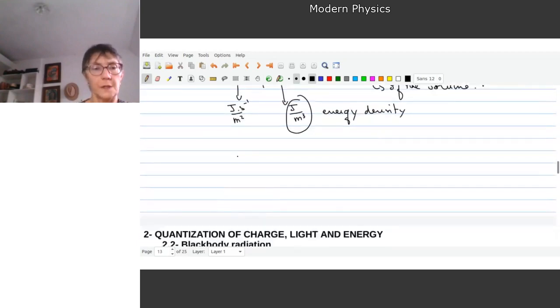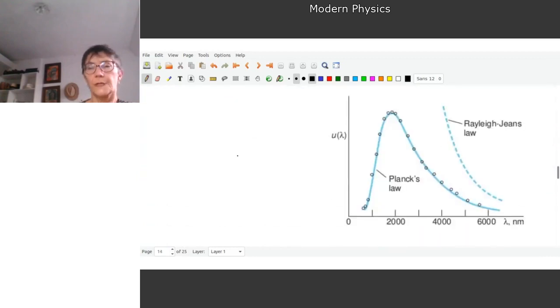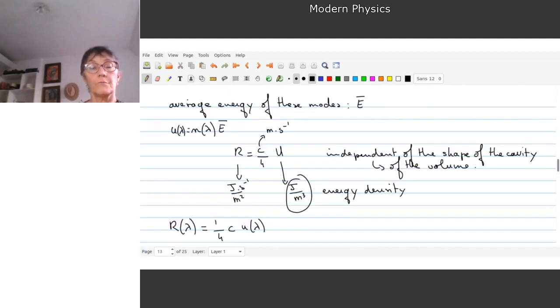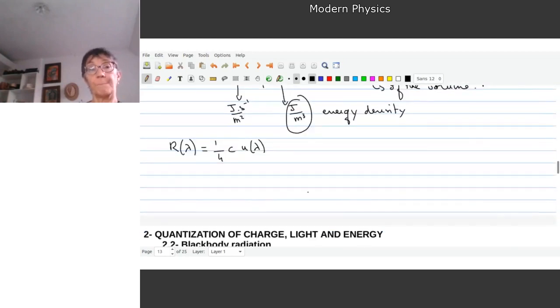Once we have that, I didn't write it here, I will. In the same way, we will have for any wavelength R of lambda equal to 1/4 c U of lambda. So now we have the mean energy at a given wavelength. So this is what we wanted: mu of lambda equals the number of modes at this wavelength times the mean energy of these modes.